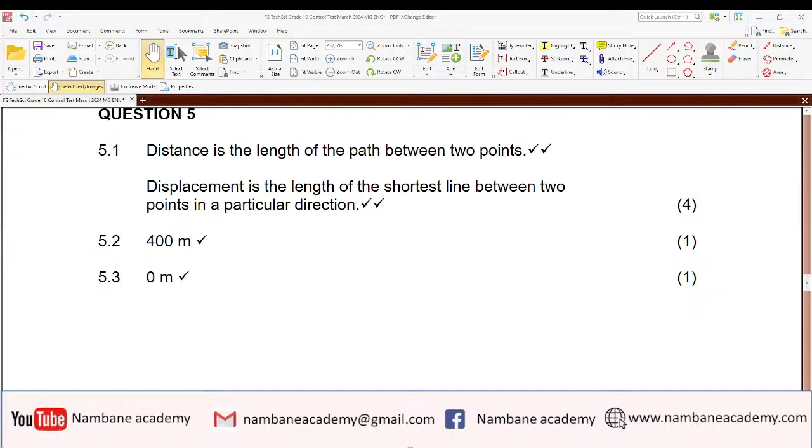Calculate or write down the magnitude of the displacement for one lap. That is 0, ladies and gentlemen. Because remember, for one lap you start at A and you end up at A, so it means your displacement in that position should be now 0, 1 mark.